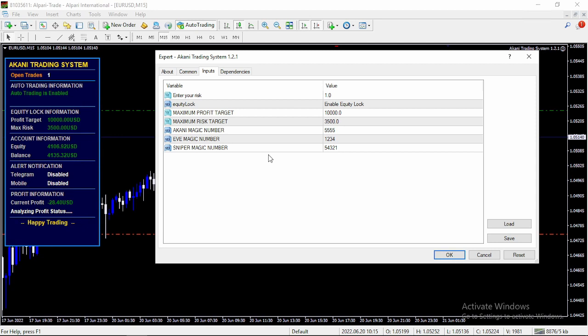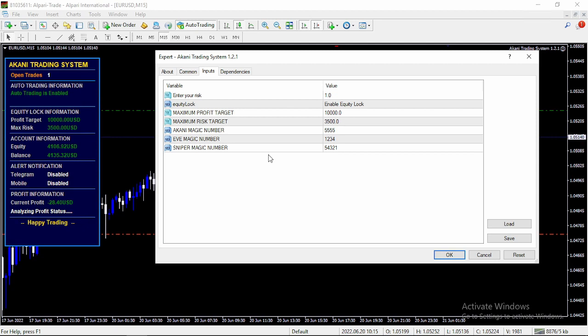All right, but as you reduce the risk, you should also know that the returns will also be reduced as well. So if a 14% drawdown in a year is okay for you, you can also increase it. For the maximum risk target, it's basically the percentage loss, the total percentage drawdown. For example, for this Akani trading system, we had a 14% drawdown as maximum since 2021.